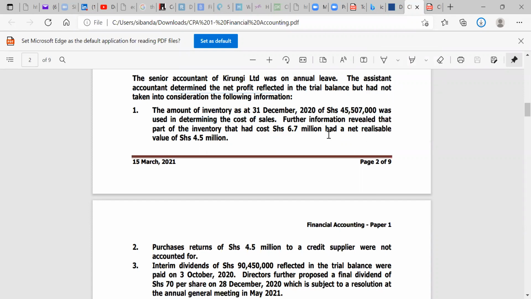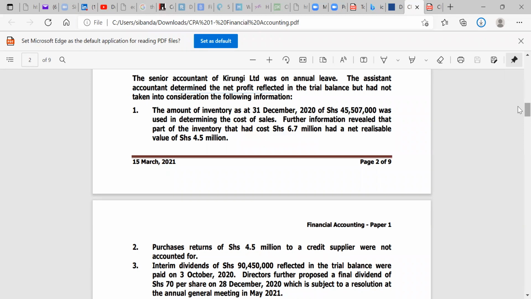Now, this is additional information, and in most cases it is the one that leads to the end of year adjustments that we have to make. So they're telling us the assistant accountant did not take these issues into consideration, maybe because they were not aware of how to handle them. So what do we then do with this additional information?